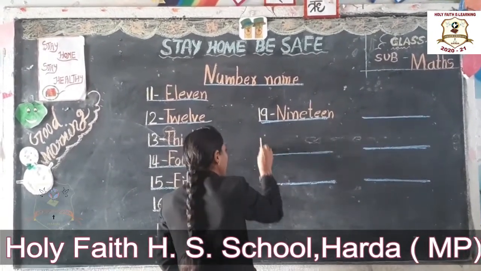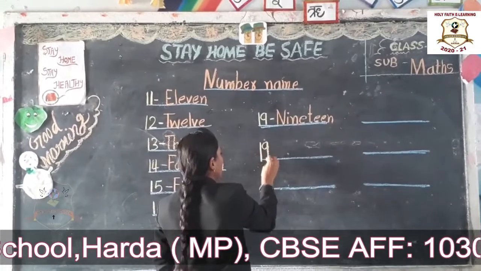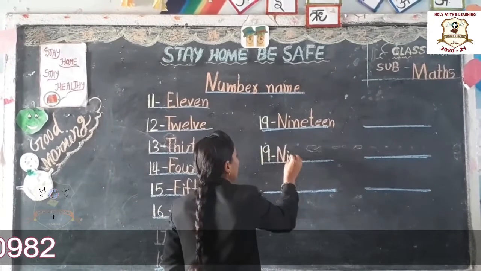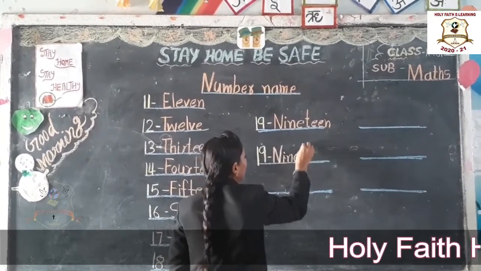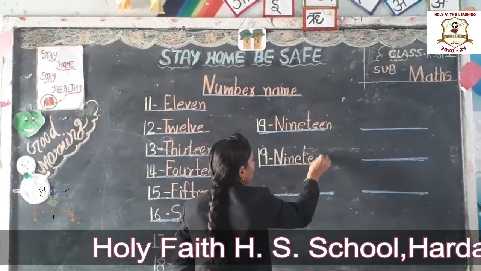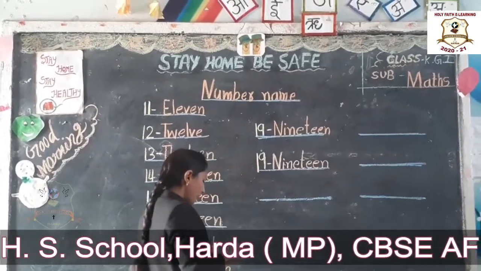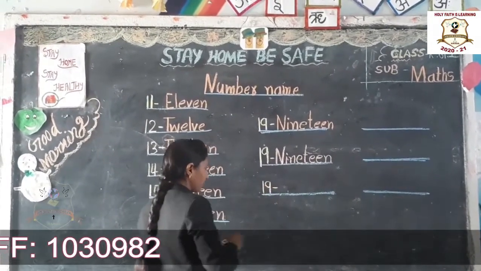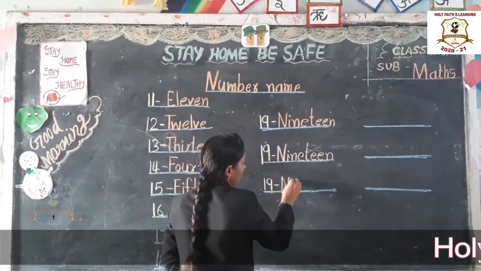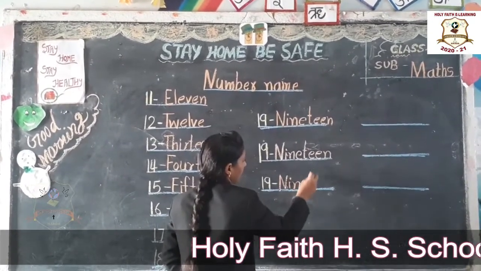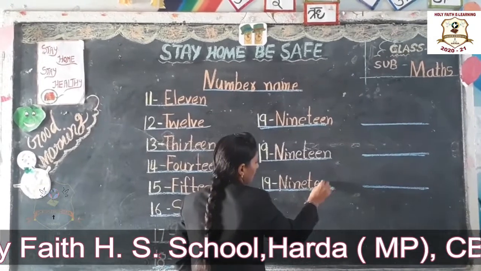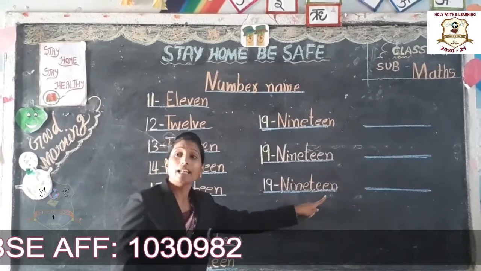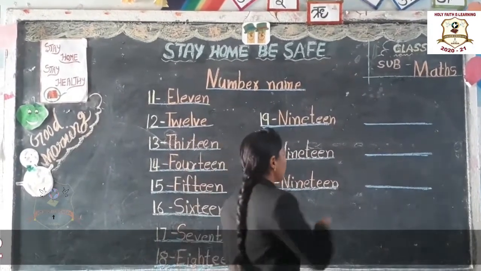19. One more time. This is number 19. Okay. N, I, N, E, T, E, E, N. 19. One more time. This is number 19. N, I, N, E, T, E, E, N. 19. Now look here.